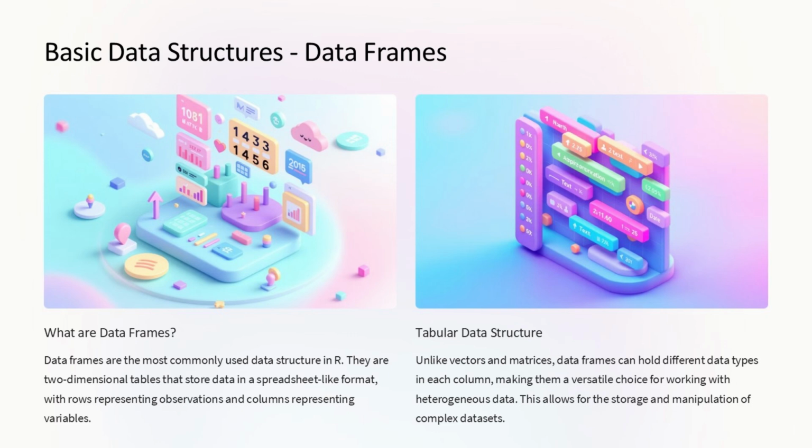Data frames are the most commonly used data structure in R. They are two-dimensional tables that store data in a spreadsheet-like format. Rows represent observations, and columns represent variables. Unlike vectors and matrices, data frames can hold different data types in each column. This makes them a versatile choice for working with complex, heterogeneous datasets.